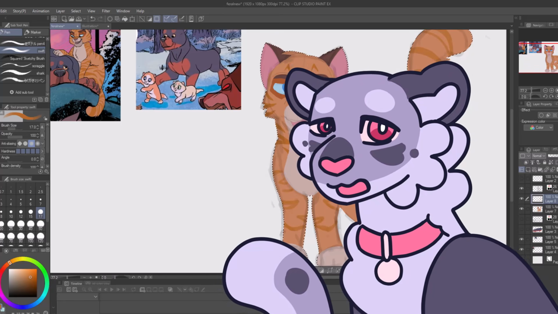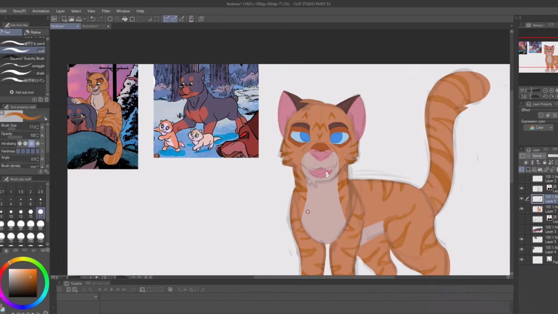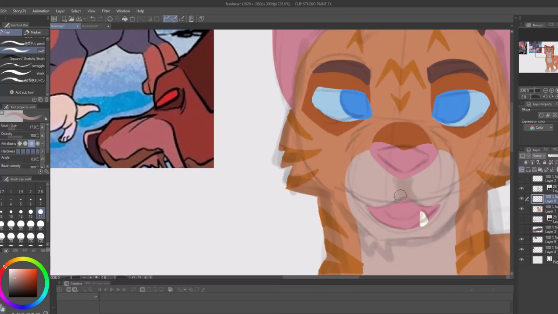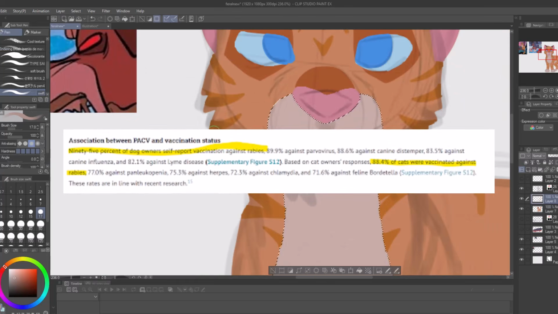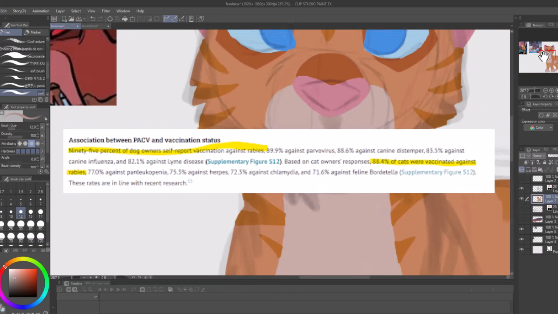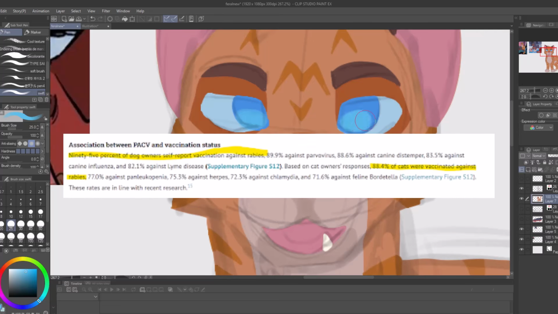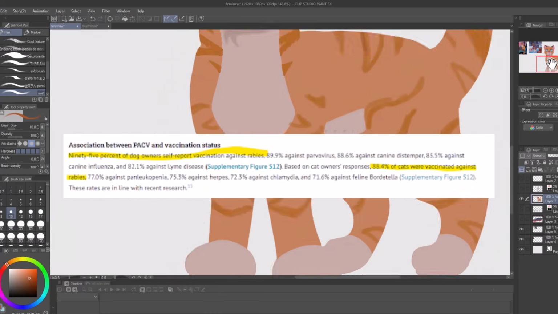The spread of rabies to domestic animals should have been impeded by rabies vaccinations. We know that Feral takes place in America, and in many states, rabies vaccinations are required for cats and dogs. In a survey by Dr. Simon Haber of Texas A&M, 95% of dog owners report having vaccinated their dogs against rabies, and 88% of cat owners report having vaccinated their cats.